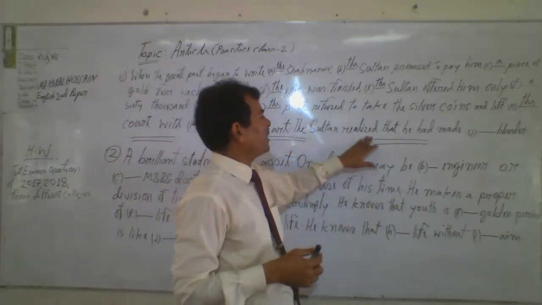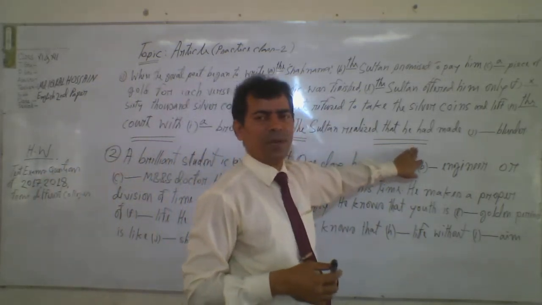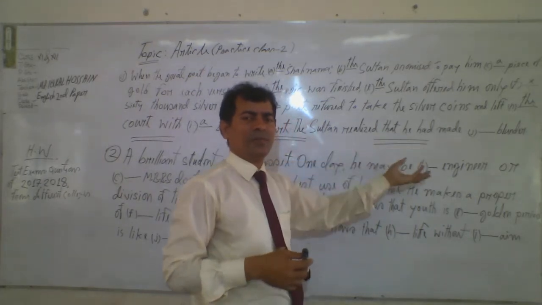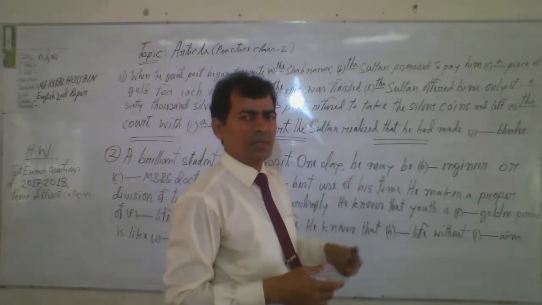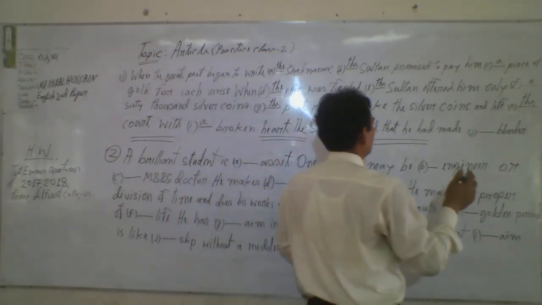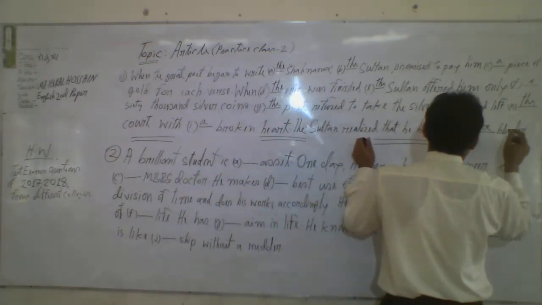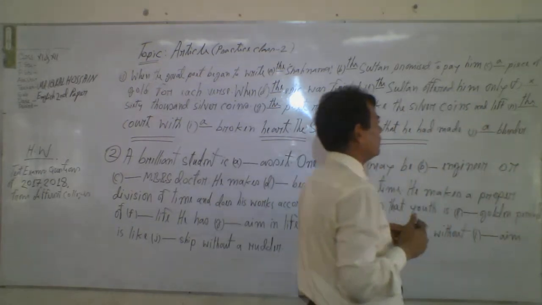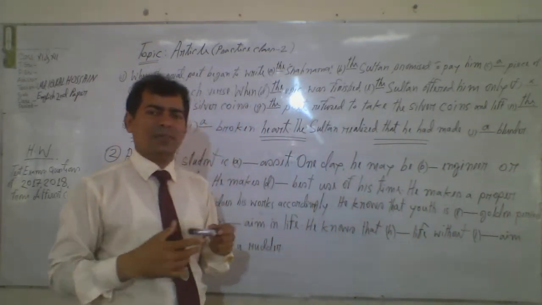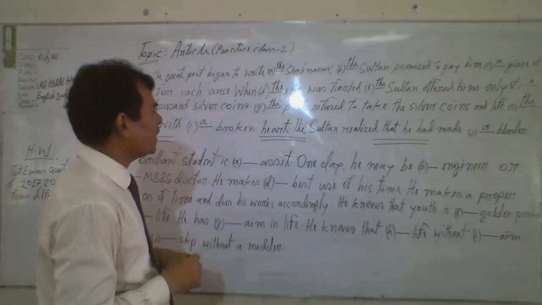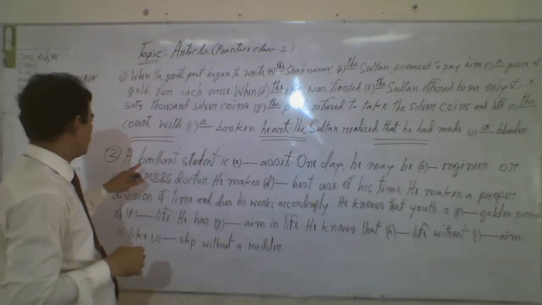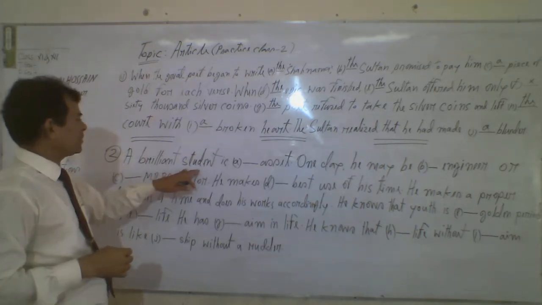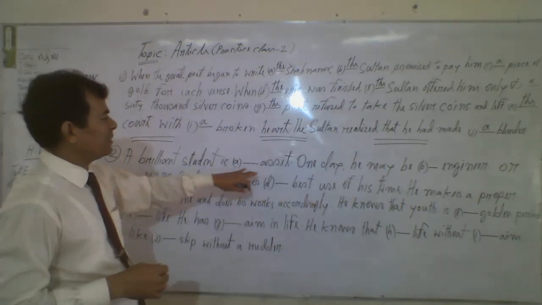The student realized that he had made a blunder. Whether I need to put any article, or a, or whether I need to use the definite article here: a blunder. So now let's see test number 2. A brilliant student is an asset.